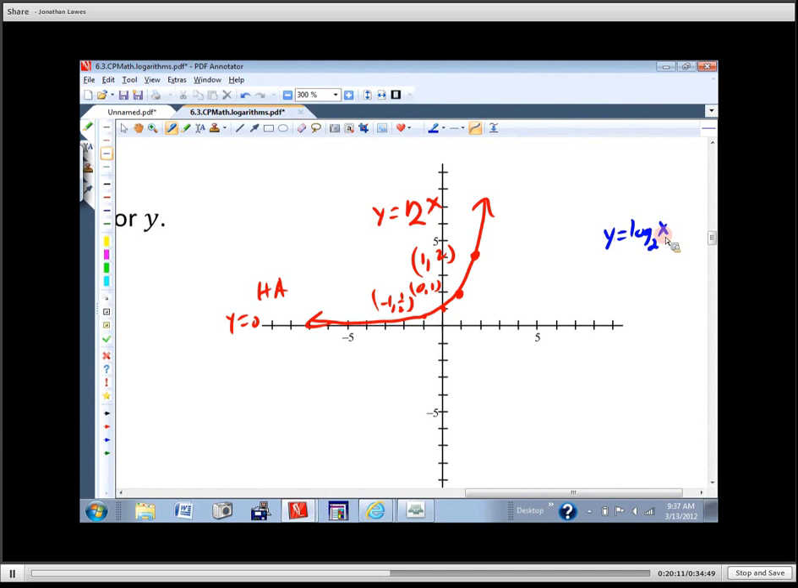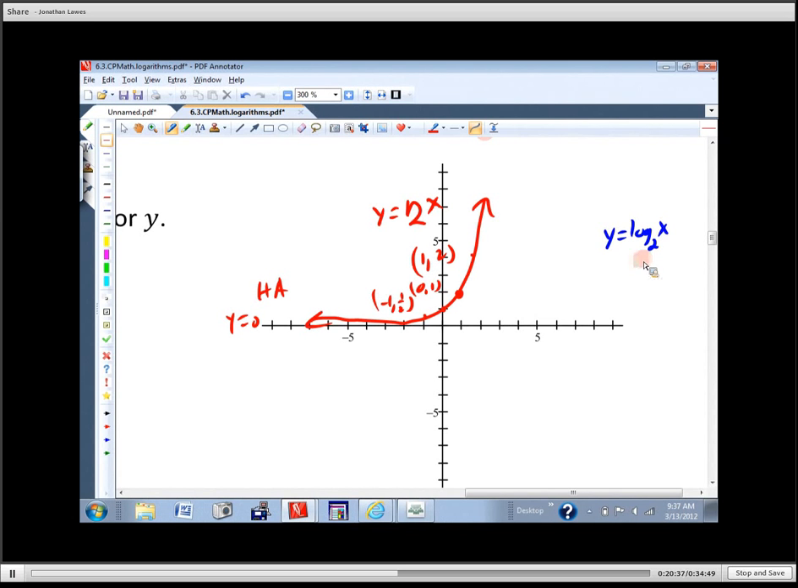Tatum. Oh, if I were to plug in a 2 into this, I get 2 squared, which is 4. If I plugged in a 3, I'd get an 8. Okay, it grows really quickly. Questions? Okay, let's graph the inverse then.